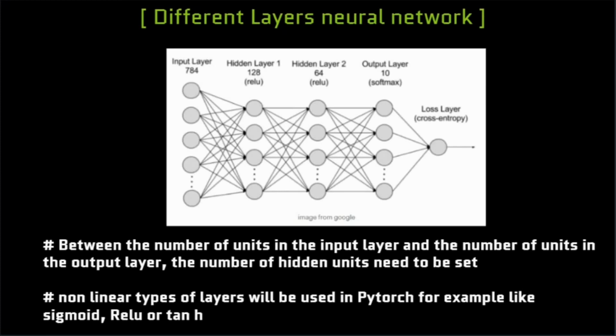As neural networks consist of multiple layers, just stacking multiple linear layers will not have a learning impact on the neural network, as neurons will not have non-linear relationships. So basically non-linear types of layers will be used in PyTorch, for example like sigmoid, ReLU or tanh.